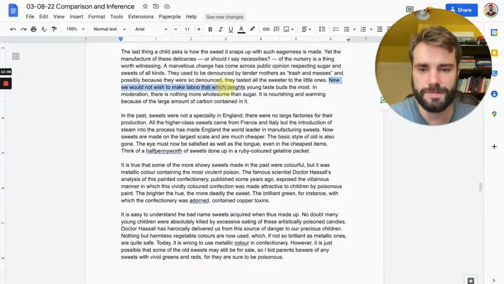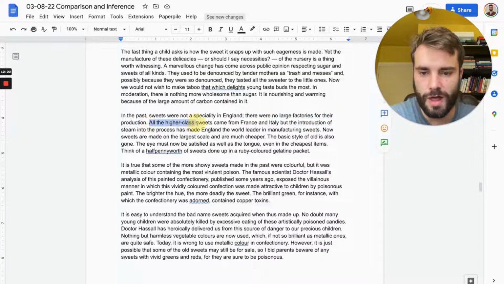Now we would not wish to make taboo that which delights young taste buds the most. In moderation, there is nothing more wholesome than sugar. It is nourishing and warming because of the large amount of carbon contained in it. In the past, sweets were not a specialty in England. There were no large factories for their production. All the higher class sweets came from France and Italy, but the introduction of steam into the process has made England the world leader in manufacturing sweets. Now, sweets are made on the larger scale and are much cheaper.